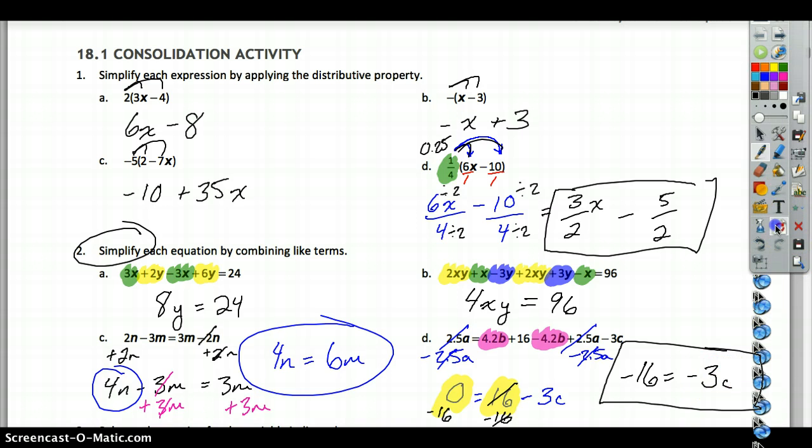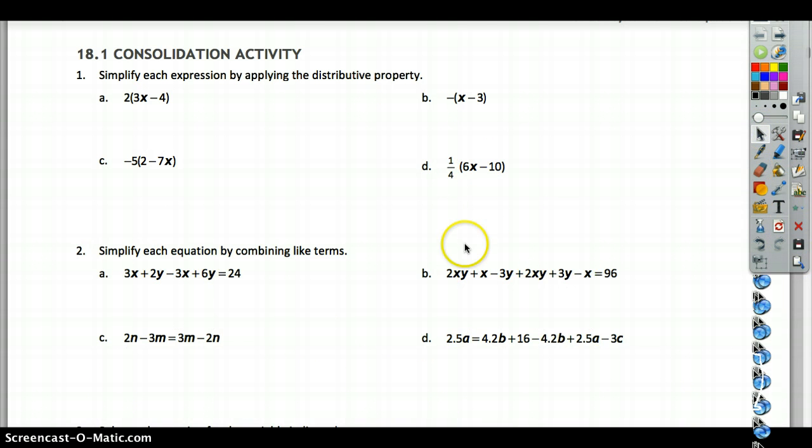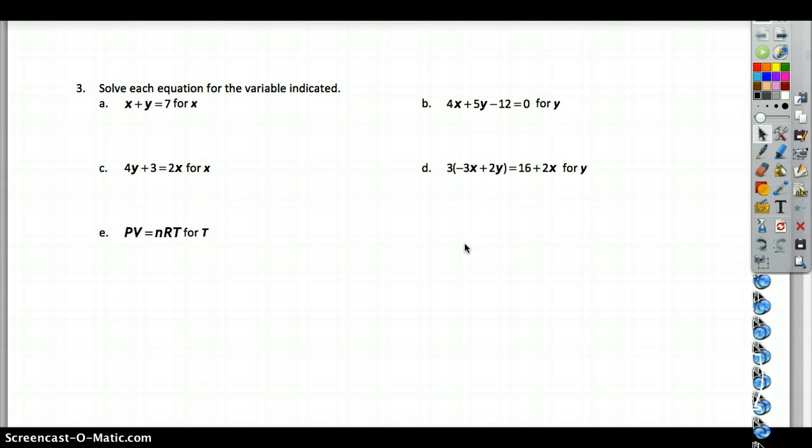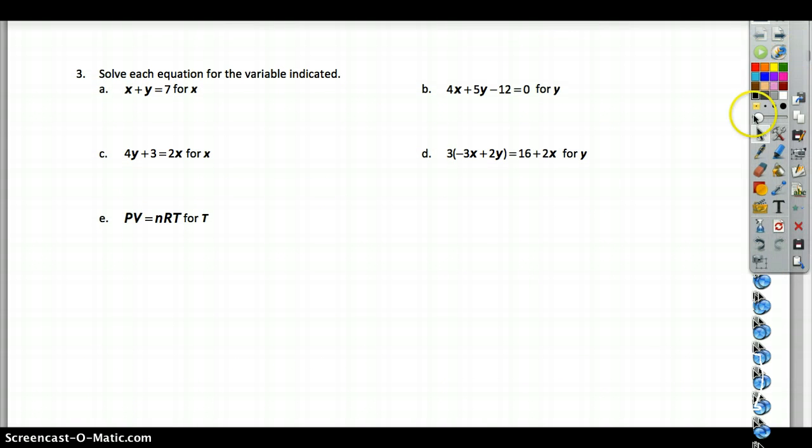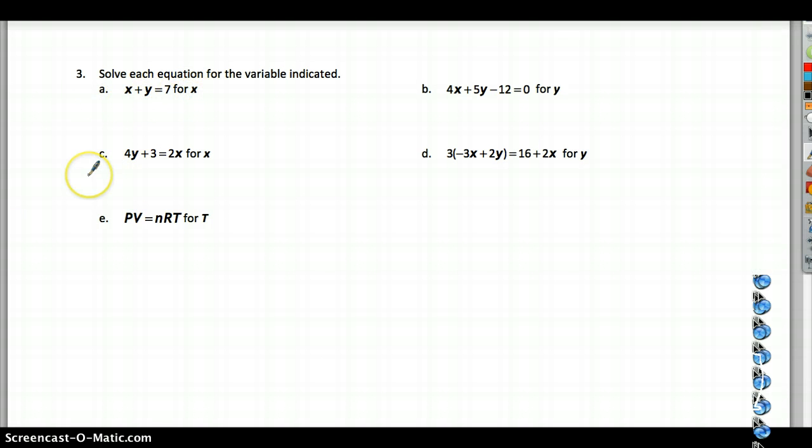Now let's go on to that last one. I want you guys to solve each equation for the variable indicated. We've got x plus y equals 7, solve for x. So really, what you're trying to do is get the x all by itself. So we had x, I'll subtract y from both sides. x equals 7 minus y.